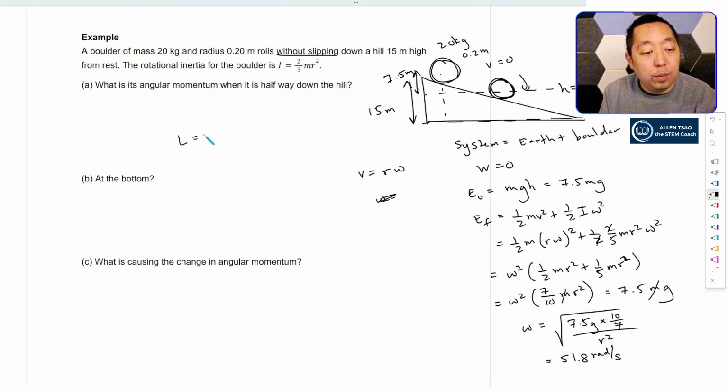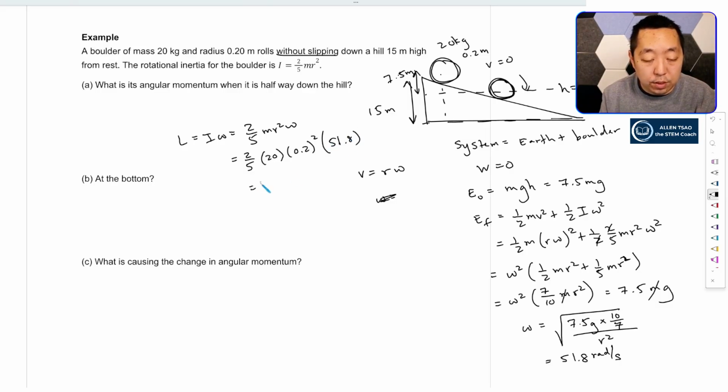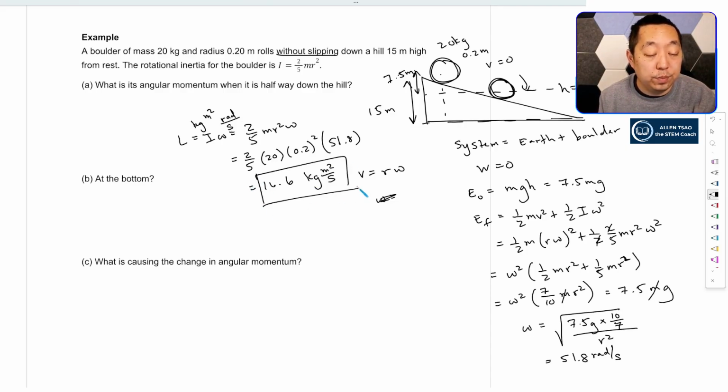But what we want is the angular momentum, so that's I omega. So that's 2/5 m r squared times omega. So that's 2/5 times 20 times the radius squared times 51.8. So then 2/5 times 20 times 0.2 squared times that number there. Angular momentum is 16.6. And what are the units of this? This is kilogram meters squared, wait, m r squared, and then omega is radians per second. So it's kilogram meter squared per second. There's not a special unit for it.